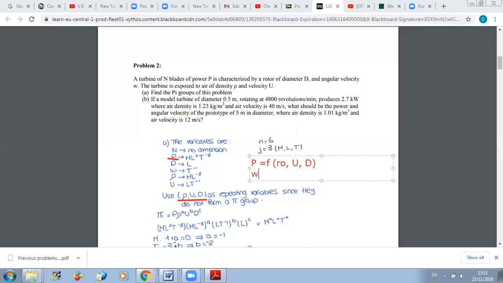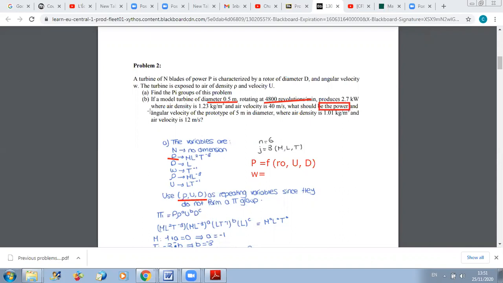And the same for omega. When I don't use it as an independent variable, I will express it as a function of the other variables. Okay. In part B, they ask you that if I know that the model turbine's diameter is 0.5, the angular velocity is like this, etc., what do I want to measure at the end? What was the question? What will be the power?